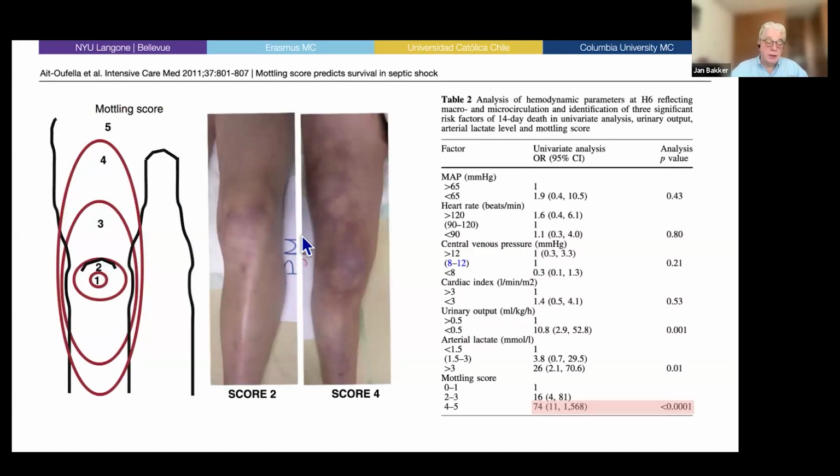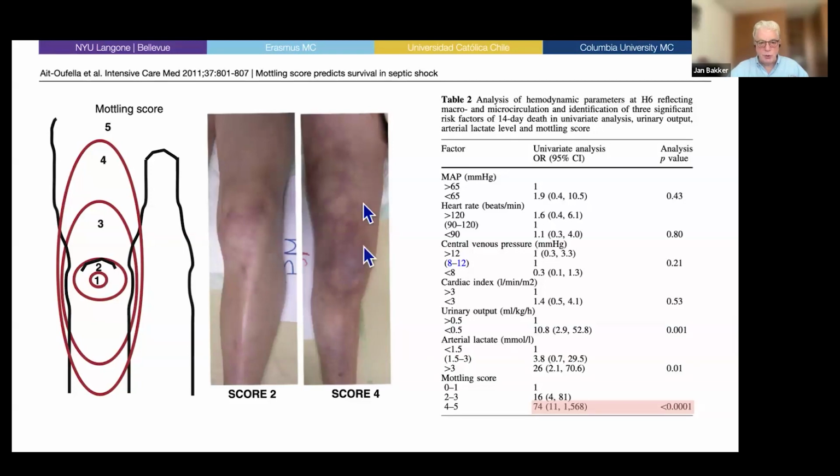And Aïtou Fella in France also did quite a few studies on peripheral circulation, first using this mottling score. Now he's completely into capillary refill time. But this is an interesting study of his. And of course, we know from clinical practice, if you have a blue knee, we don't get that excited and we don't get that concerned.